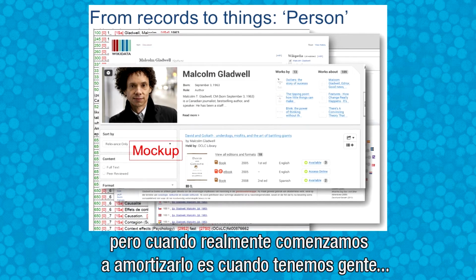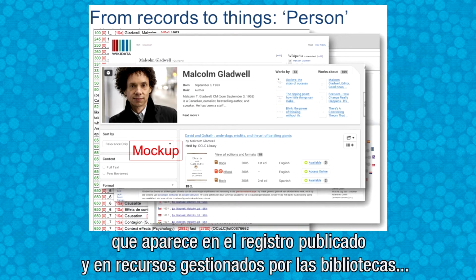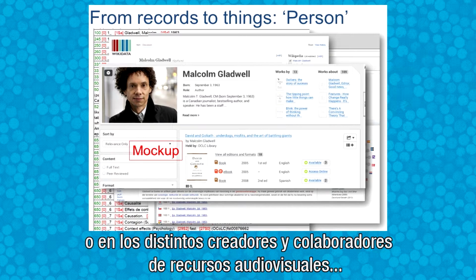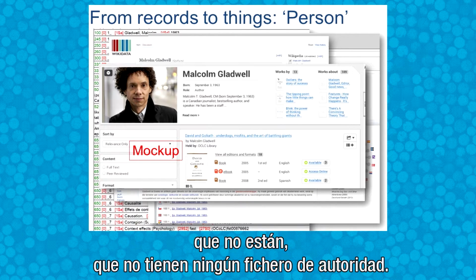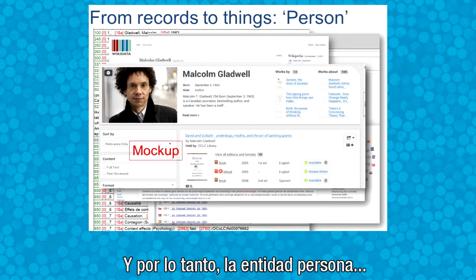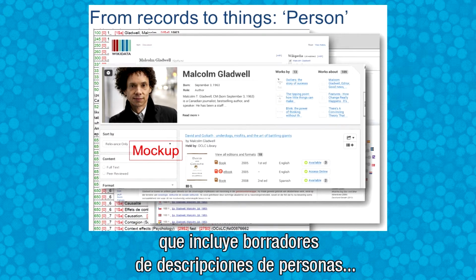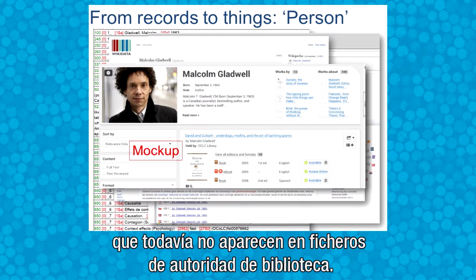And that's all well and good, but where this really starts to pay off is when we have people who appear in the published record and in resources managed by libraries that are not in authority files yet. So think about journal article authors or the various creators and contributors to audiovisual resources who don't have authority files at all. And so our person entity can be viewed as a superset of authority file information that includes drafts of descriptions for people who don't yet appear in library authority files.